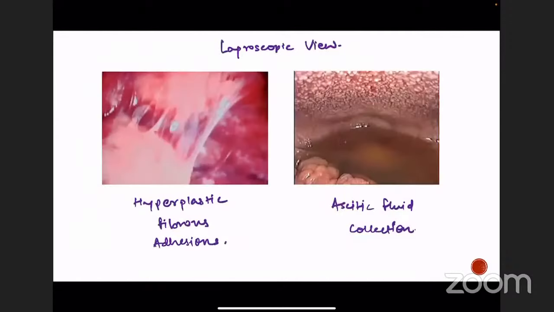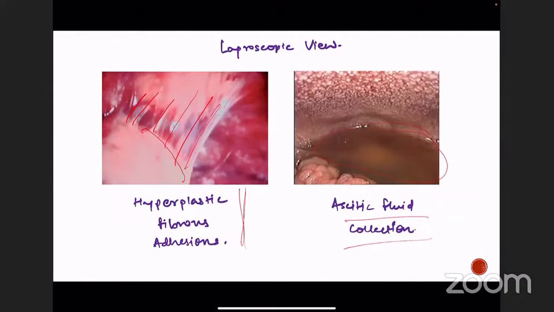Here I have shown a few pictures. This is hyperplastic fibrous adhesion between the anterior abdominal wall and the bowel. You can appreciate a fibrous septa if you look. This is the hyperplastic fibrous adhesion. This is ascitic fluid collection. Here this is fluid collection. It can be localized or gross. This is a laparoscopic view. So this was about peritoneal tuberculosis, which is about 40% involved.